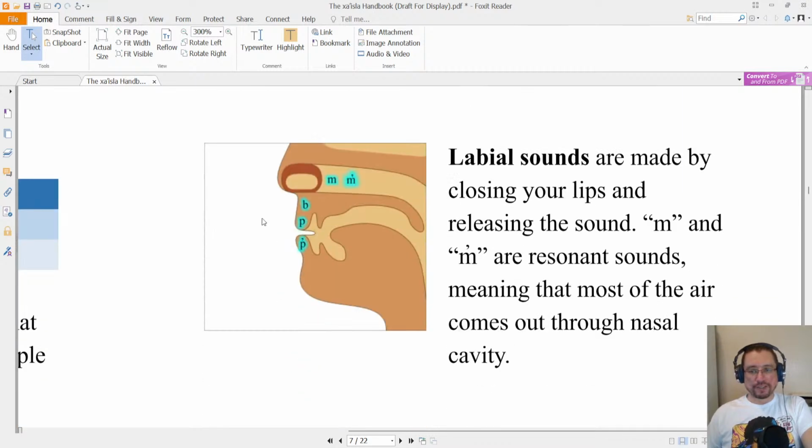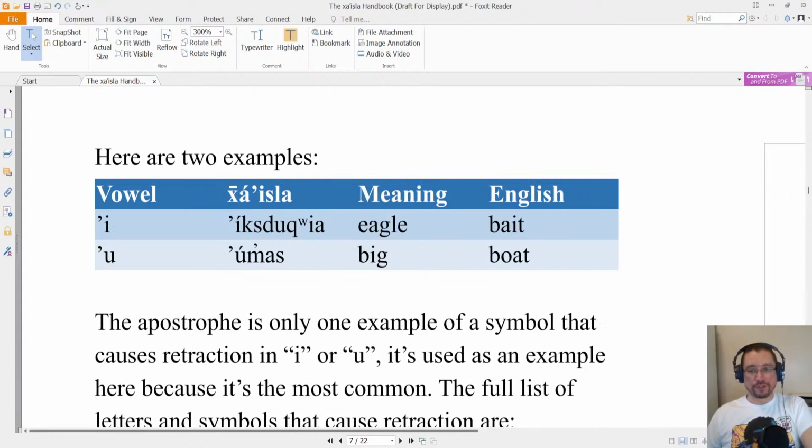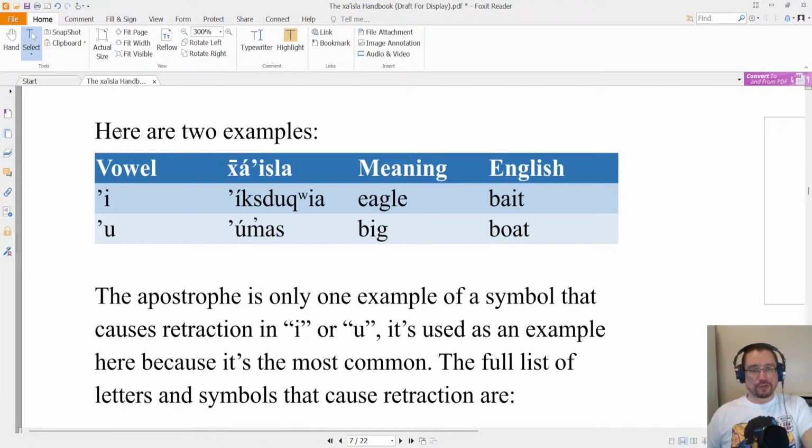So that's something that, again, is going to take some getting used to when you're first starting to learn to read xa'isla. So here are two examples of retracted sounds. So we have a retracted I. It doesn't always have to have an apostrophe in front of it. It could be a certain consonant, but this was the easiest way to differentiate it from a regular I. So I put an apostrophe there.